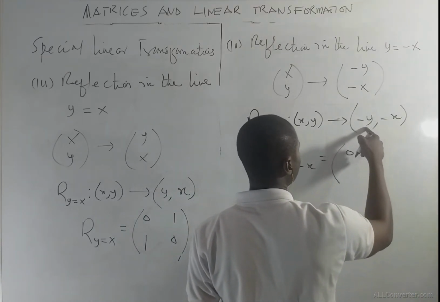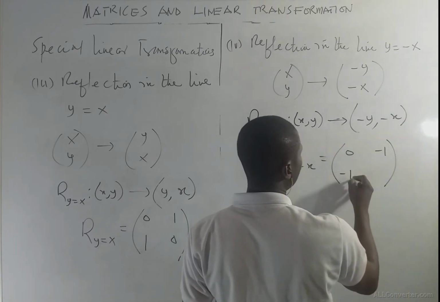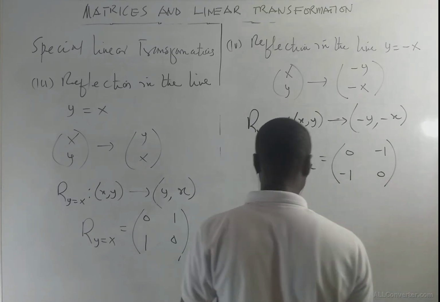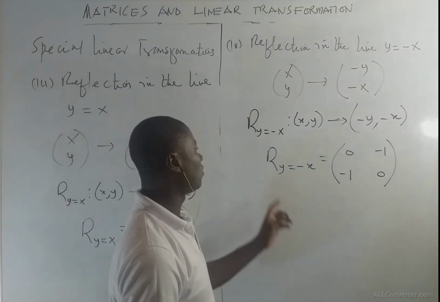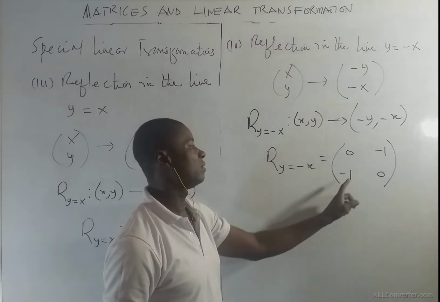But the y term, the coefficient is -1. After the comma, the x term coefficient is -1. There is no y term, so 0. So this will be the matrix for reflection in the line y equals -x: 0, -1, -1, 0.